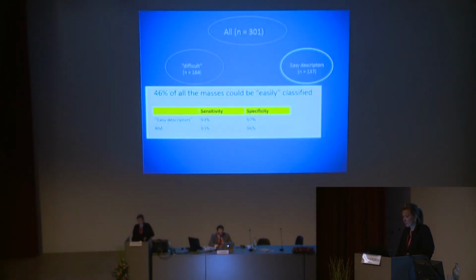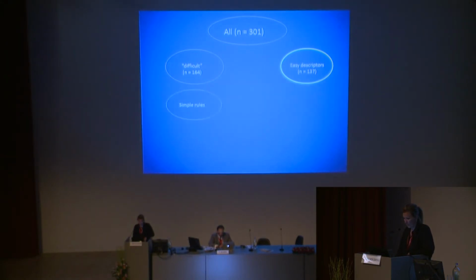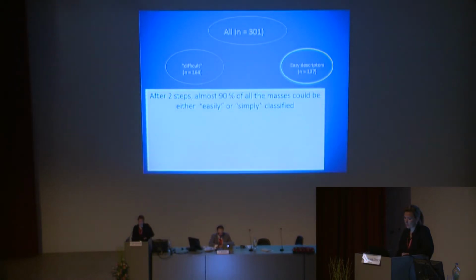So the easy cases were 46% of all the masses, could be easily classified with a sensitivity of 93% and a specificity of 97%, which was similar as the use of RMI in this easy case group. The simple rules were then applied and were conclusive in 131 cases. So after 2 steps, almost 90% of all the masses could be either easily or simply classified. And the performance after 2 steps gave us a sensitivity of 95% and specificity of 95%. And for the RMI, sensitivity dropped to 73% and specificity was 95%.